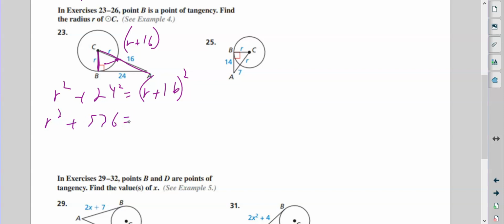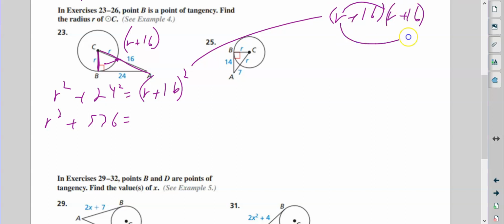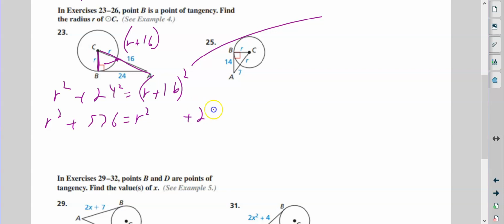Now this one's tricky. If you need to, you can come off to the side and FOIL this. First times first, outer, inner, last. Okay, if you need to do that. Or if you remember the shortcut from Algebra 1, you can just square the first term, square the last term, and then multiply and double the outside and inside. So 32R.